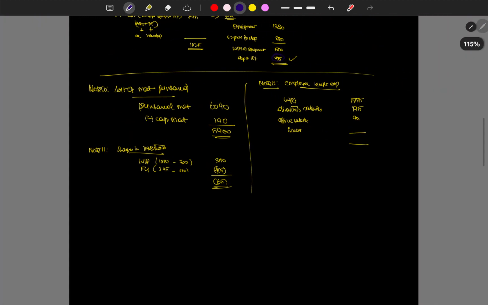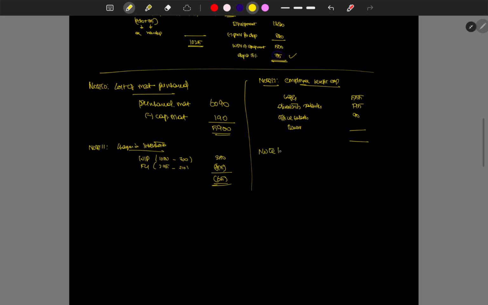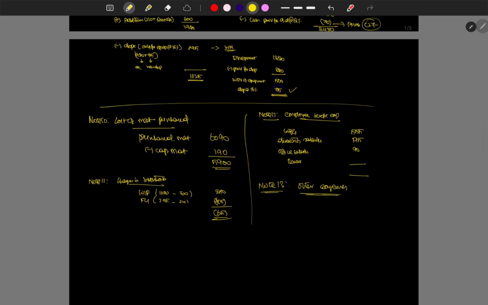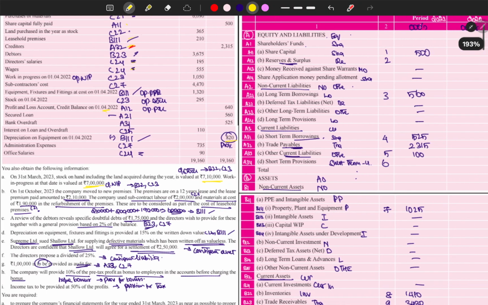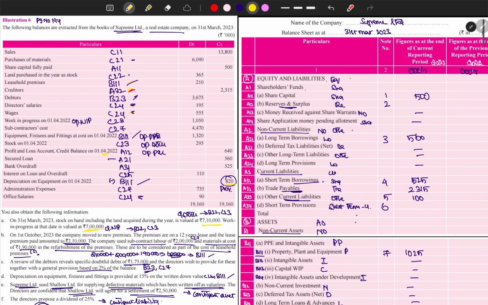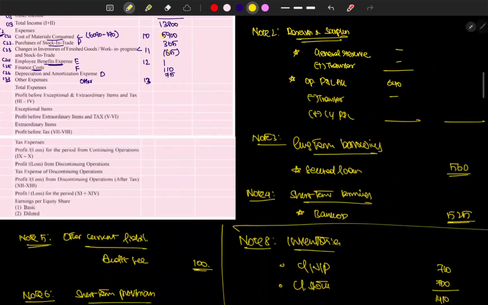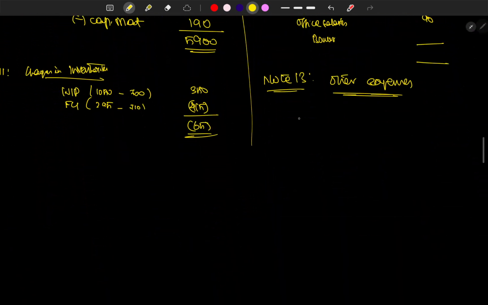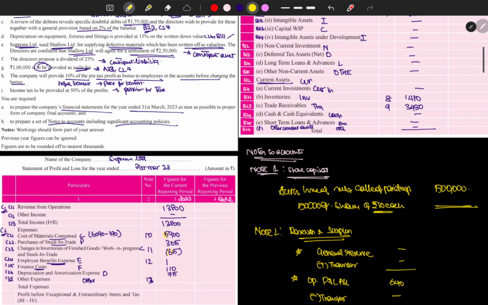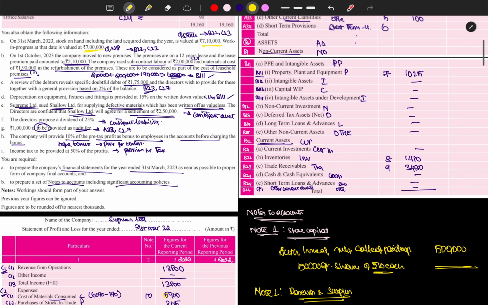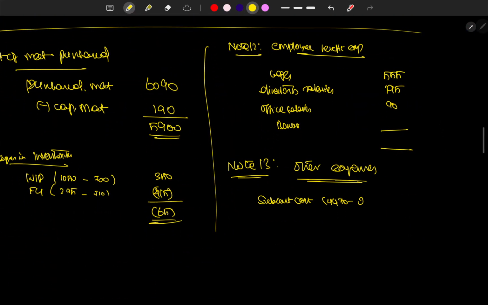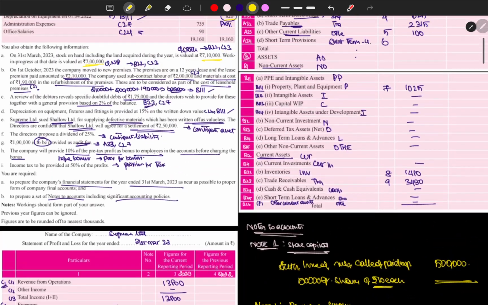So usually other expenses will be given lot of informations. So what's the other expenses? C27 subcontractor cost 4470. Minus, there is subcontractor cost that has been capitalized, right? So how much is that? 2 lakhs 200. 4,270 is the actual subcontractor cost. Then any other C27.